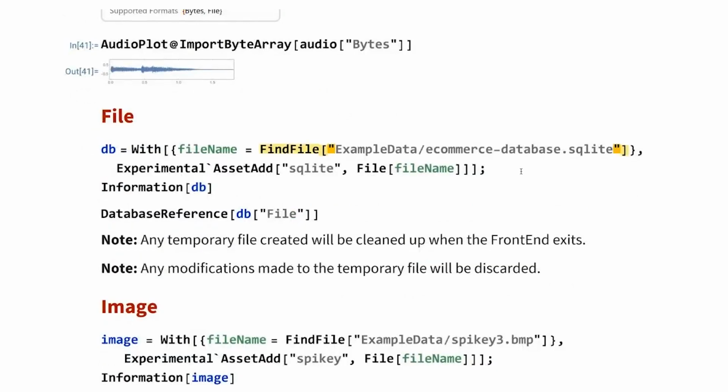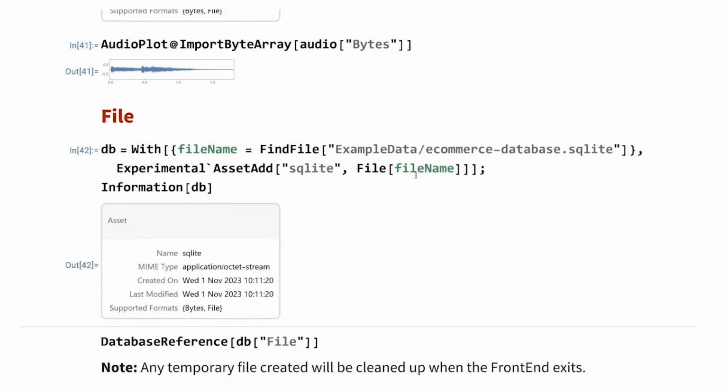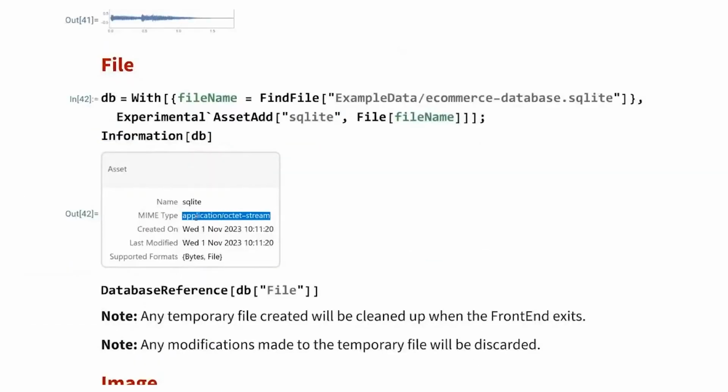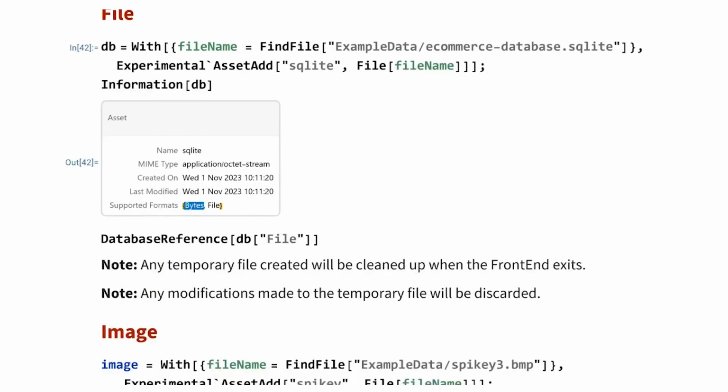I'm going to do that with an SQLite database. As you see, the front end has no implicit knowledge of what a SQLite database is, so it'll just report that it's an octet stream. But once again, bytes and file are the two choices that you get. Database reference, as far as I recall, only works with files.